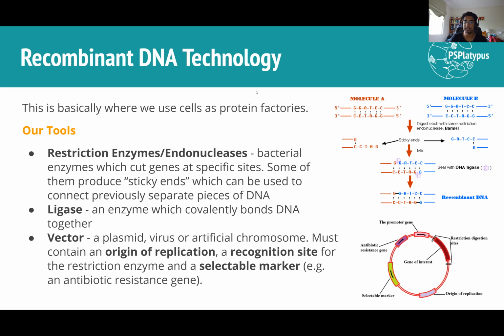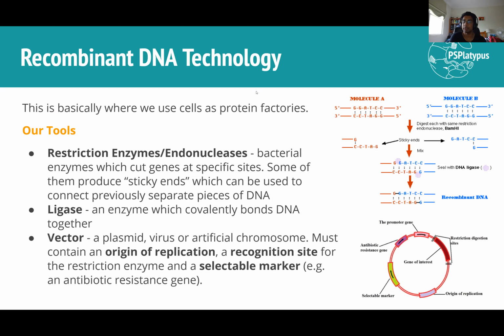The first one we're going to use is something called a restriction enzyme or an endonuclease. These are basically bacterial enzymes which cut genes at a specific site. So they'll look for a certain sequence. You can see up there in the diagram to the top right. They're going to look for a certain sequence of nucleotides and then they cut at a certain place there.